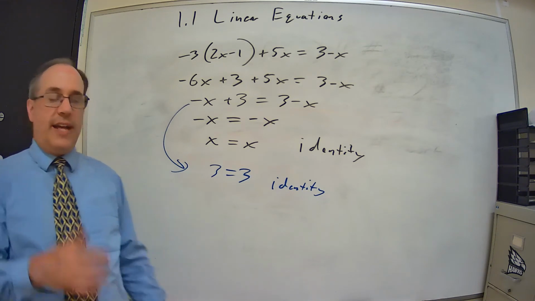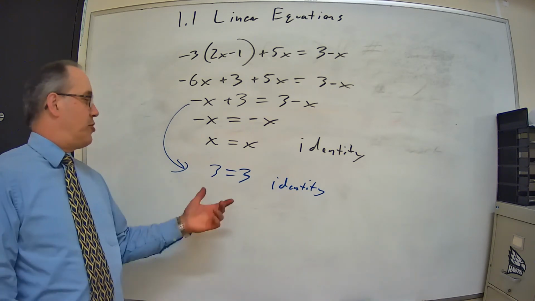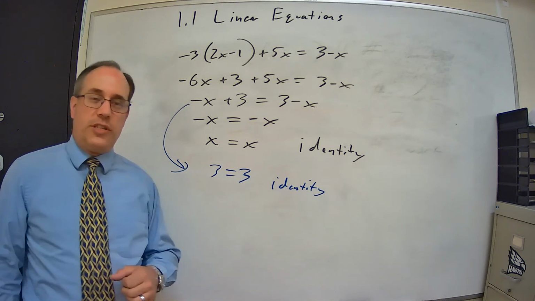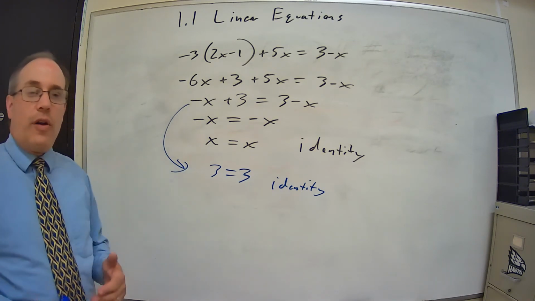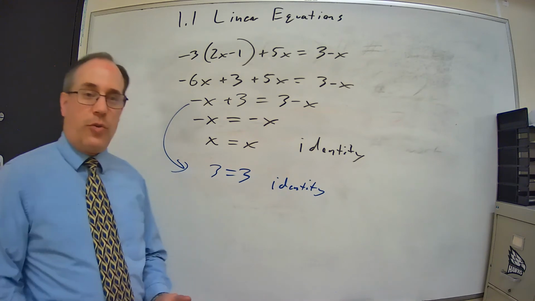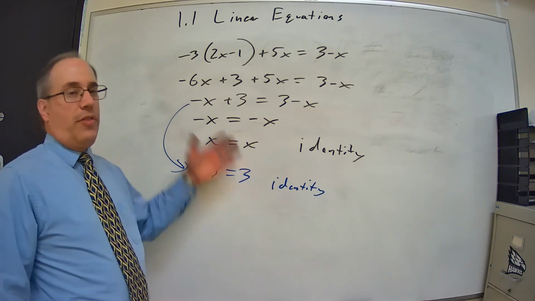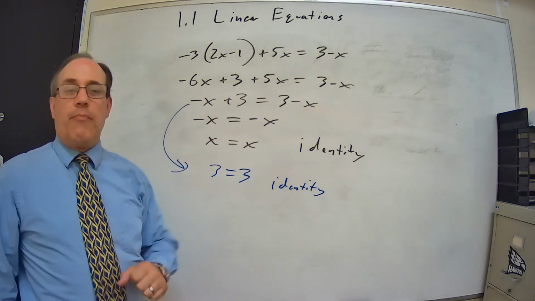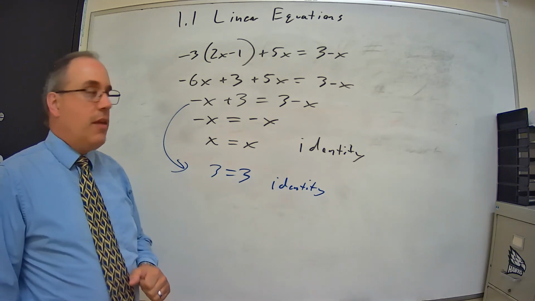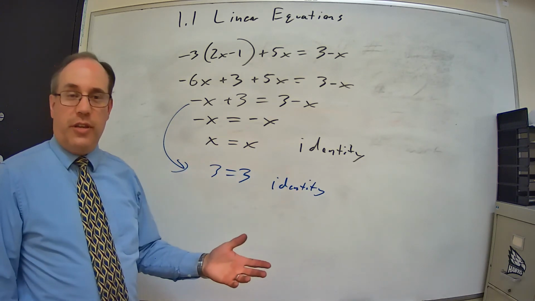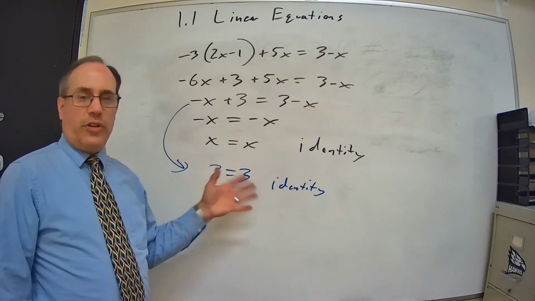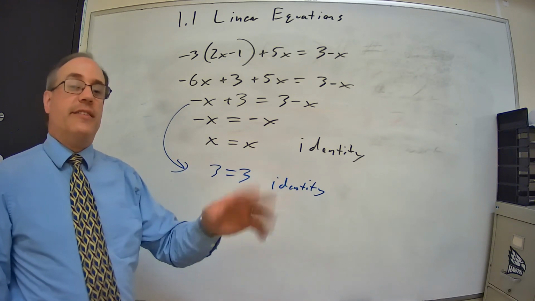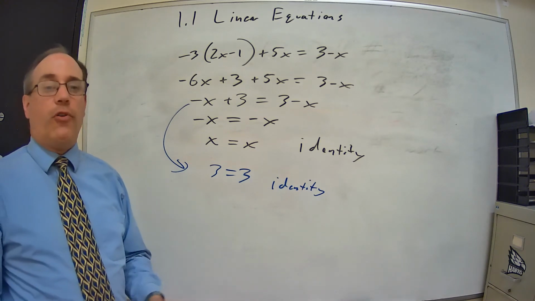So remember, an identity, you will end up with a true statement, a constant equal to itself, or the variable equal to itself. For a conditional equation, you will end up with the variable equal to some value. And for a contradiction, you will end up with, well, I should say a constant equal to a different constant. So you end up with a false statement.